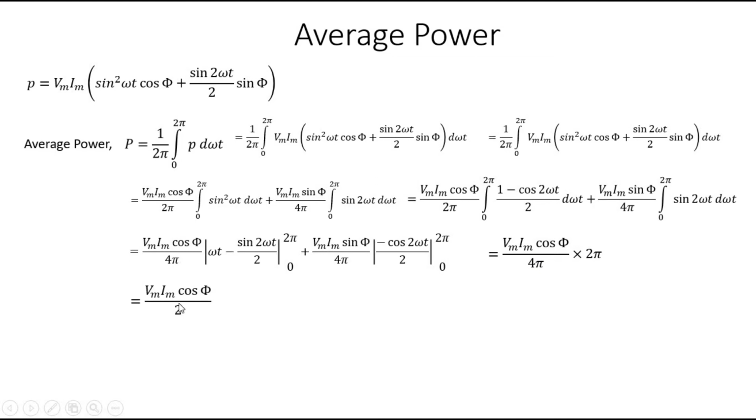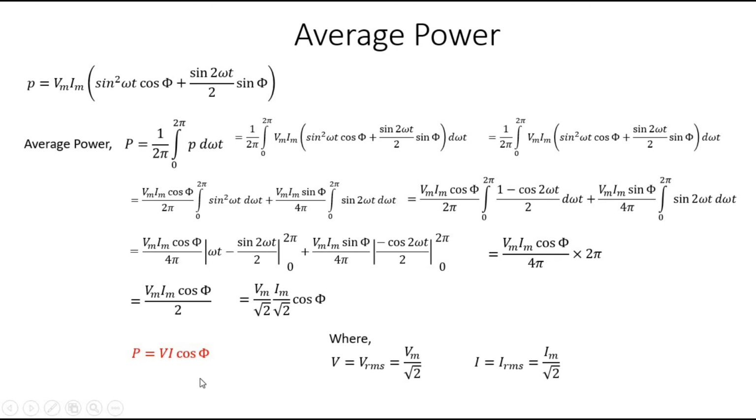So 2 is actually root 2 into root 2, so we can write it as Vm by root 2 into Im by root 2 into cos phi. We are splitting this because Vm by root 2 is actually the RMS voltage, VRMS. Im by root 2 is the RMS current. So that's why we are splitting. So we can write average power as VI cos phi, where V is Vm by root 2, the RMS voltage, and I is Im by root 2, the RMS current. So average power P is equal to VI cos phi. V and I are the RMS voltage and current, only magnitudes, and phi is the angle between voltage and current.